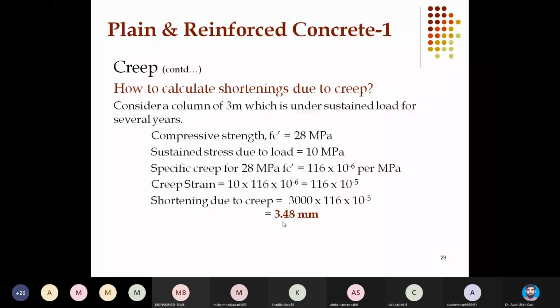So we can visualize that a 3 meter tall column over a span of years may contract to a magnitude of 3 to 4 millimeter under the sustained load.